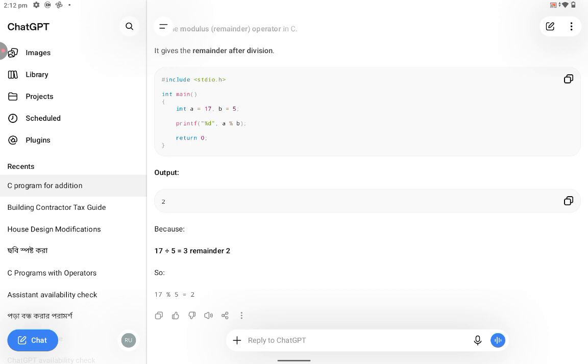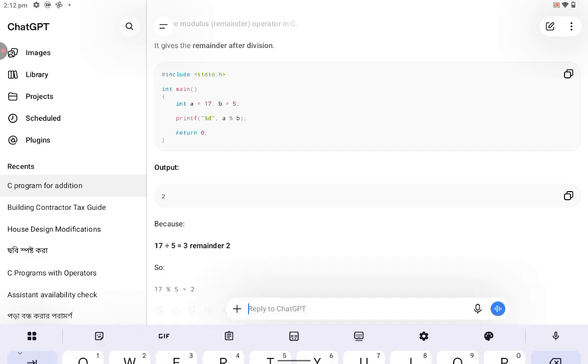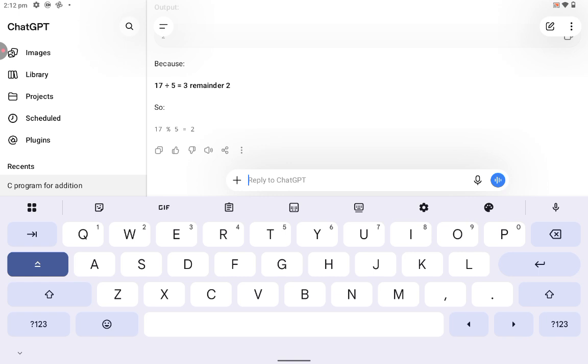So here you can see 17 and 5. 17 modulus 5 means 17 by 5, the quotient is 3 and the remainder is 2. So 3 is the quotient and the remainder is 2, you can see. So this is a very important operator. You will be using this operator in the upcoming programs.